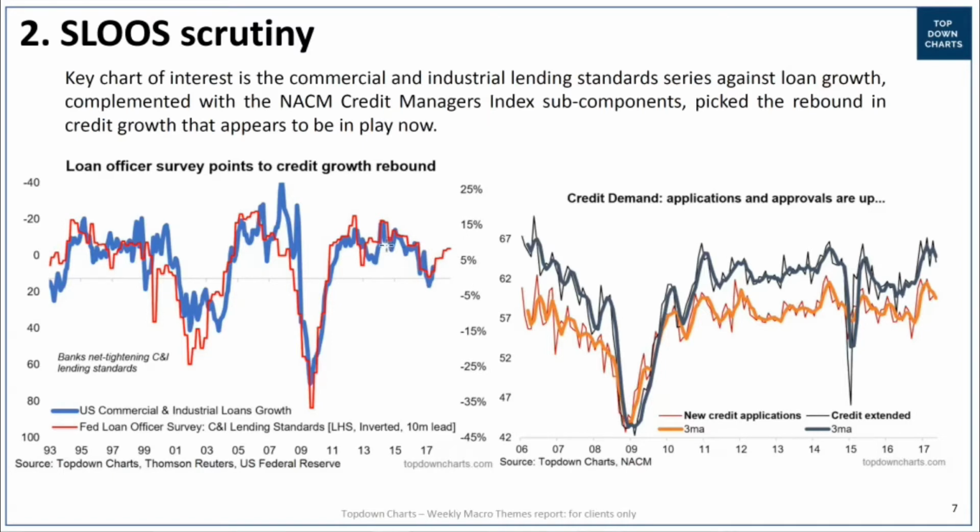Now, the accompanying chart here is from the National Association of Credit Managers. It is the CMI, or Credit Managers Index. And we've taken here 2 of the subcomponents. First one, new credit applications. Second one, credit extended. As you can imagine, these kinds of indexes track activity that's going to be consistent with loan growth. Pretty much at the start of the year, we saw a surge on both of these indexes. So that's another piece of evidence.